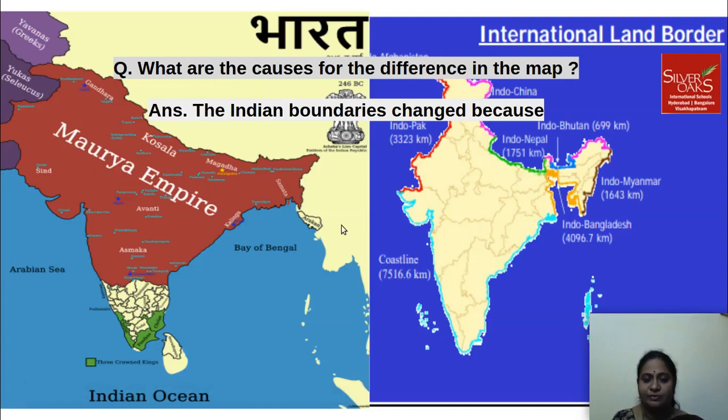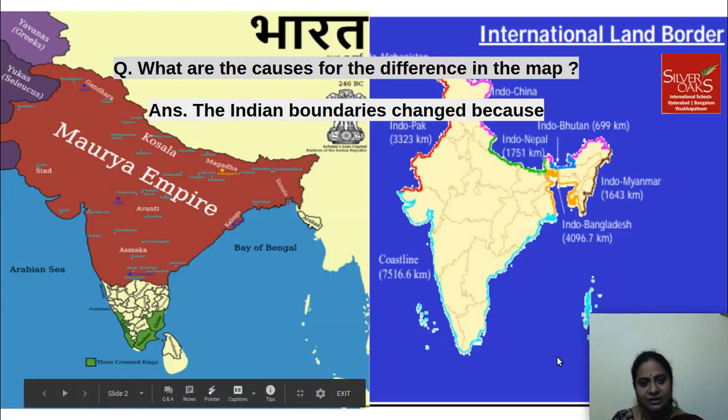Though both maps belong to India, you can clearly see the international borders are completely different and also the structure of the map. So why is there a difference? Your answer should start with "The Indian boundaries changed because." So start your answer with this, pause the video and list out the reasons. I'm sure you would be able to list out at least four reasons since you have studied history in your grade 7. Once you are done with this, go to the next slide.